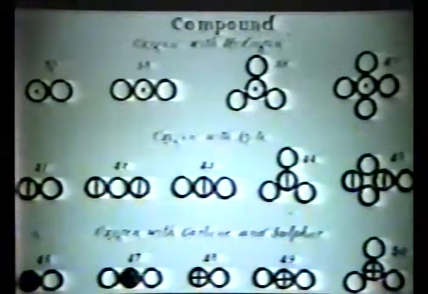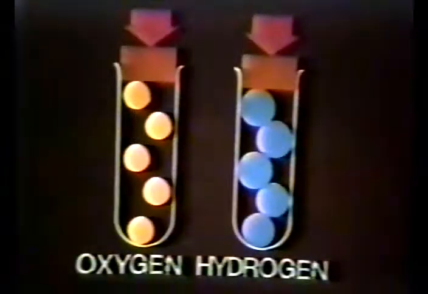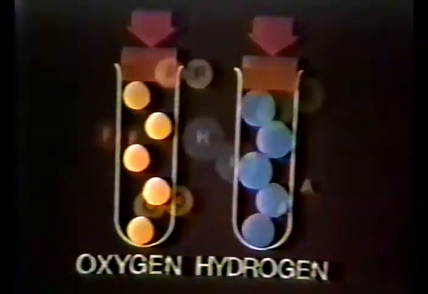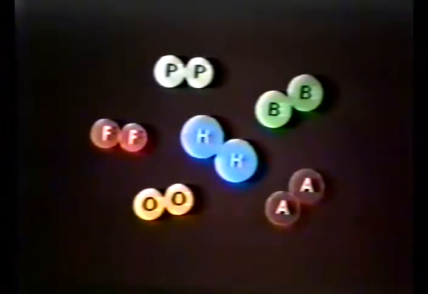Based on experiments by Gay-Lussac in the early 19th century, the Italian Avogadro proposed that equal volumes of different gases at the same temperature and pressure contain equal numbers of particles. It thus appeared that gaseous elements existed, not as single atoms, but as pairs of atoms.